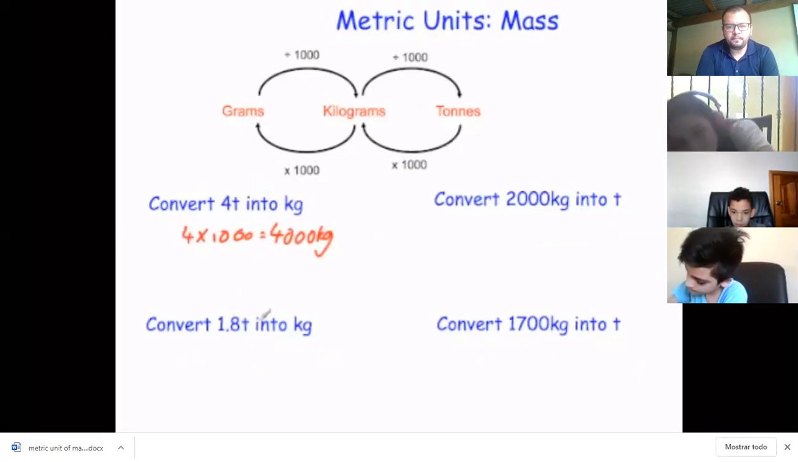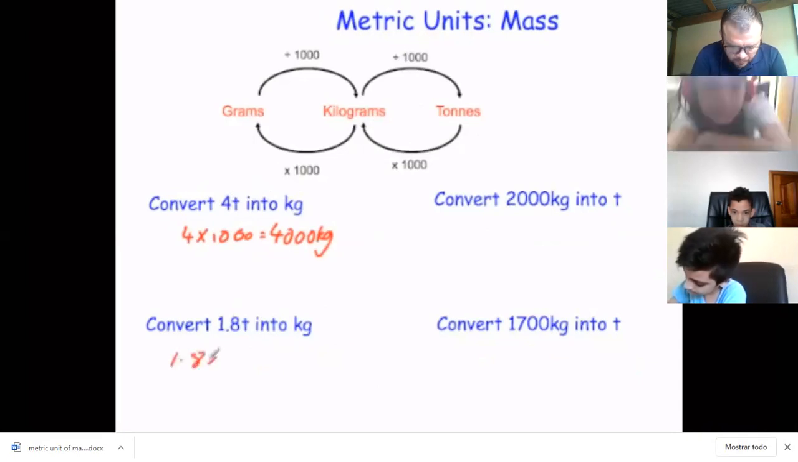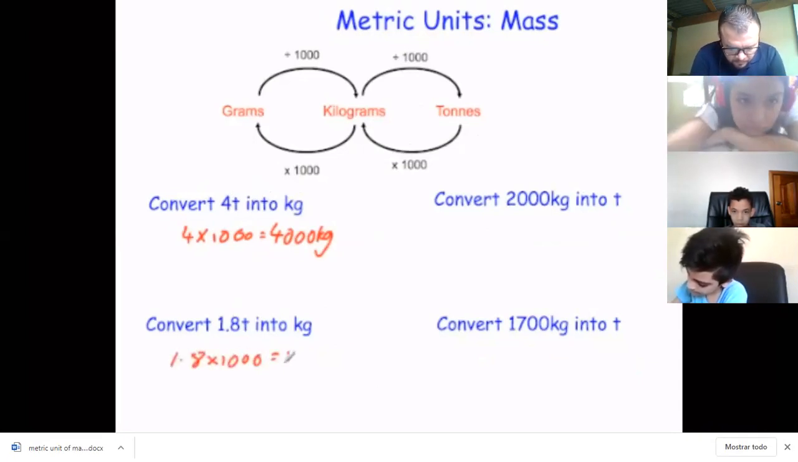Convert 1.8 tons into kilograms. So again, to convert from tons to kilograms, you times by 1,000. So 1.8 times 1,000 would be equal to 1,800 kilograms.